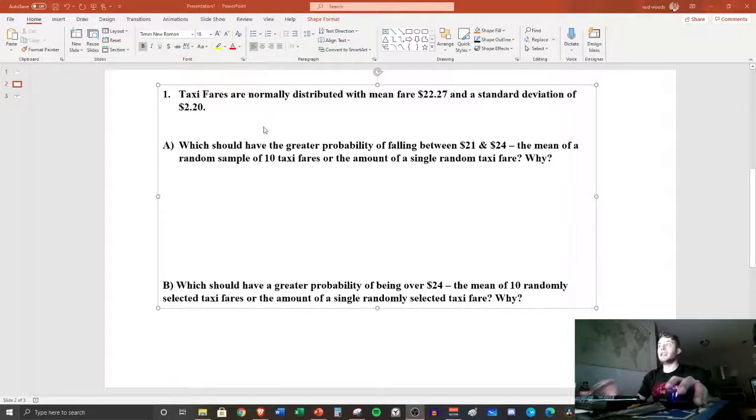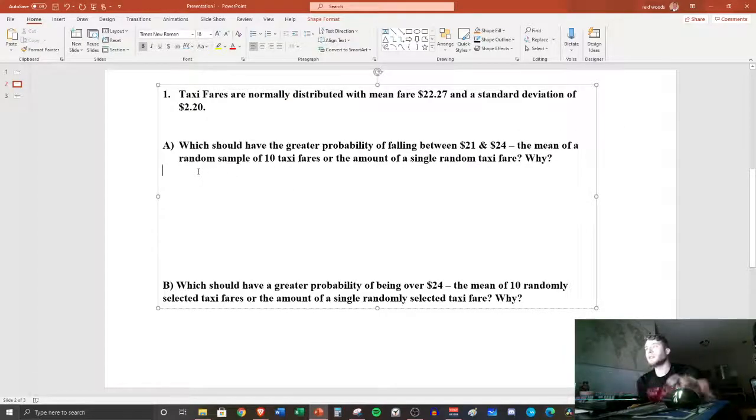It says taxi fares are normally distributed with a mean fare of $22.27 and a standard deviation of $2.20. Okay. So we start with part A. It says which should have the greater probability of falling between $21 and $24, the mean of a random sample of 10 taxi fares, or the amount of a single random taxi fare, okay?